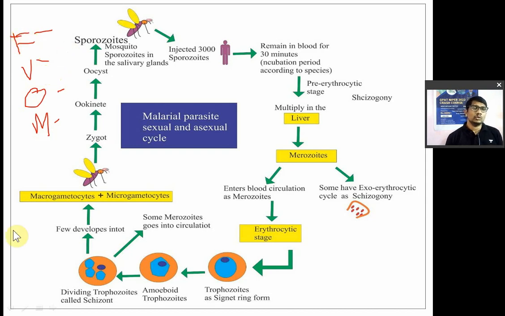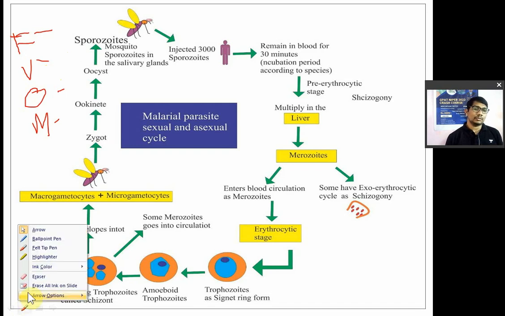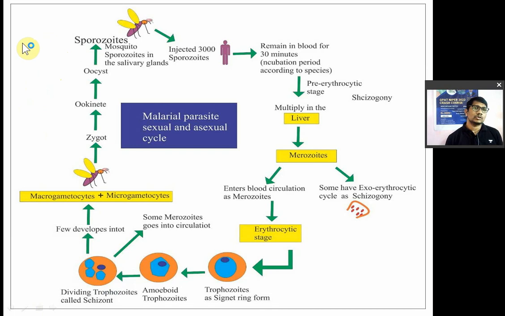Now how is malaria developed in humans? What is the malarial life cycle? We'll try to understand the life cycle of malaria. As I told you, it is a parasitic disease caused by various species of Plasmodium. Now those parasites are present in the salivary glands of the female Anopheles mosquito. They are present in the form of sporozoites in the salivary glands of the mosquito.